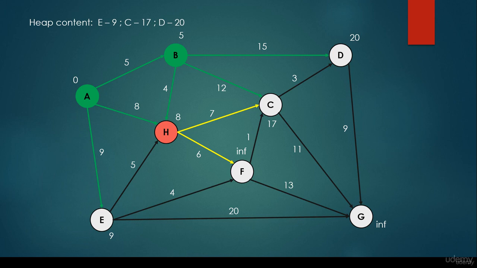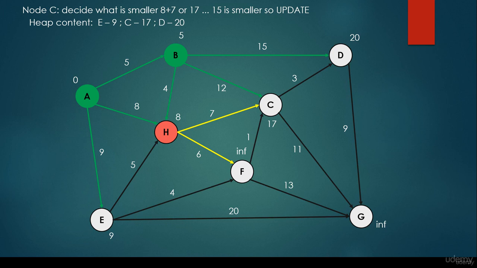And we have to consider all of its neighbors, the C and the F. We pose the question: what's smaller, 8 plus 7 or 17? Why 8 plus 7? Because in the previous steps we came to the conclusion that the shortest path so far is going to yield 8, so it takes 8 units to get to the node H, and it takes another 7 units to go from H to C.